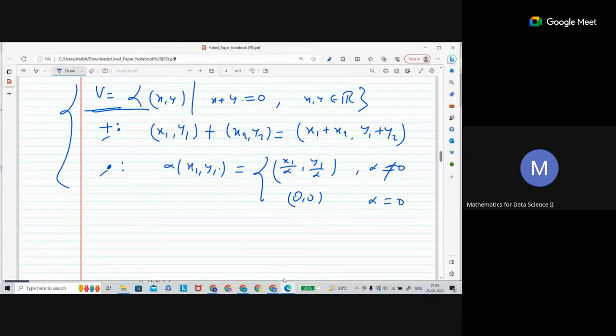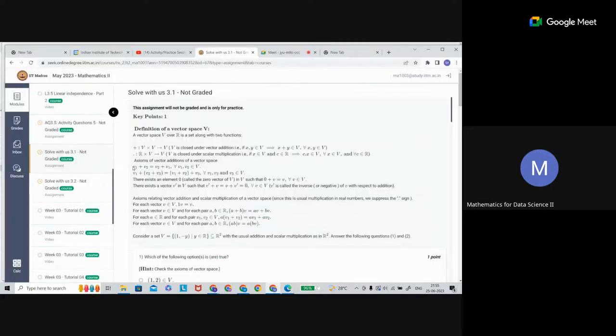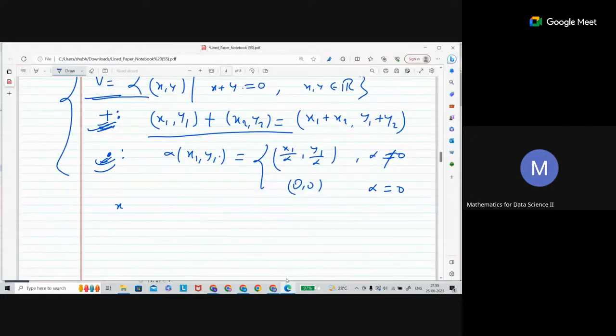So you will check the closedness of the addition and multiplication. This is addition and this is multiplication. As we checked previously, this operation is closed, and also check that this operation is closed. These two operations are closed. Now the further things are what I have to check. The first is called commutative: V1 plus V2 equals V2 plus V1. Just take two vectors, V1 equal to (X1, Y1) and V2 equal to (X2, Y2).